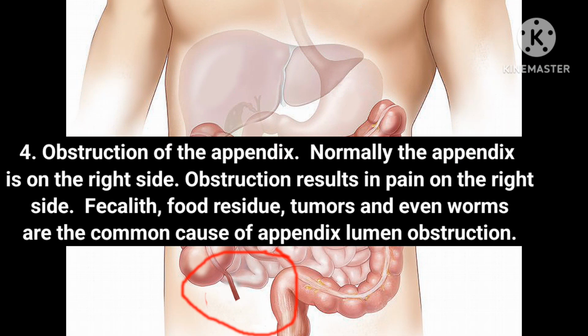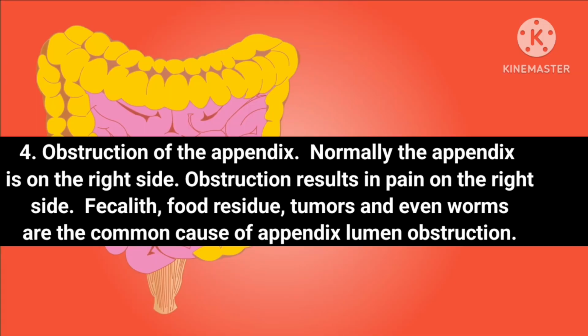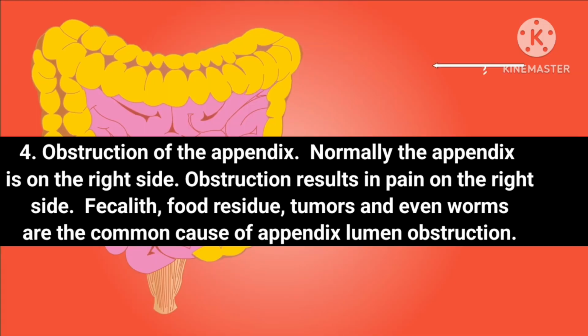4. Obstruction of the appendix. Normally the appendix is on the right side. Obstruction results in pain on the right side. Fecalith, food residue, tumors and even worms are the common causes of appendix lumen obstruction.